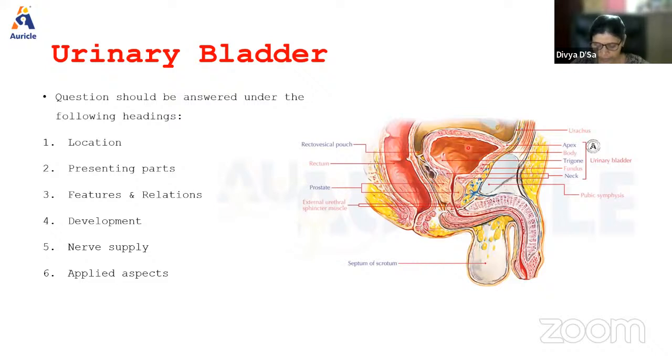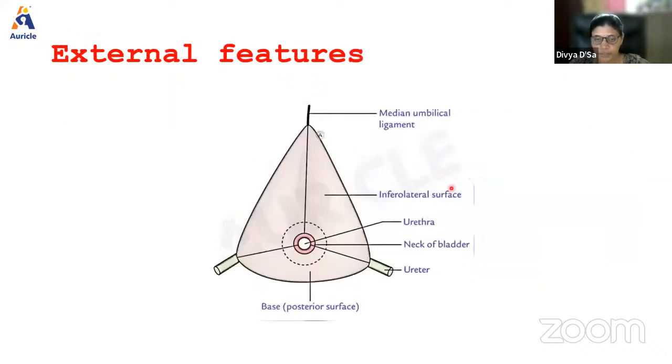When it is distended, it becomes abdominopelvic, and from the lesser pelvis it comes to the peritoneal region. The shape of the urinary bladder, when we see, is tetrahedral when it is empty, and when it is filled, it becomes ovoid in shape.